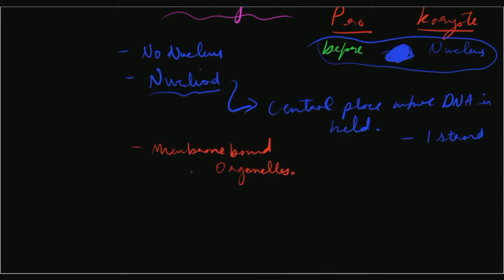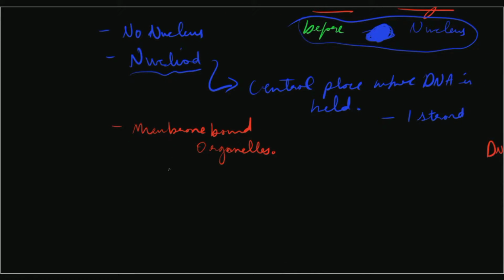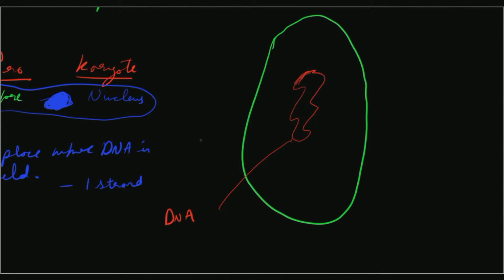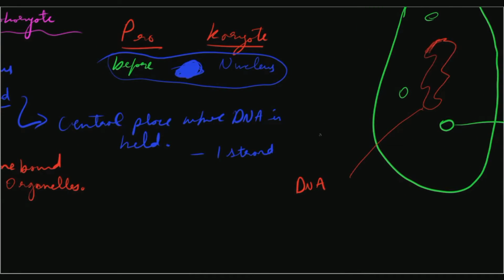Okay, so another thing is that along with the DNA in the nucleoid, they also have extra pieces of DNA called plasmids. So this would be plasmids. And this can be used to reproduce, and any other types of extra DNA that they need, they'll have in there.